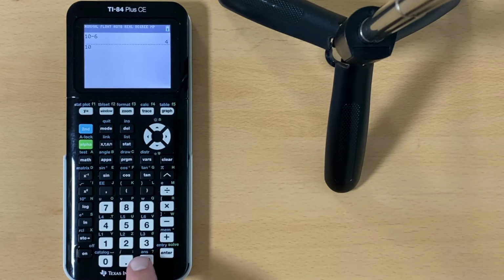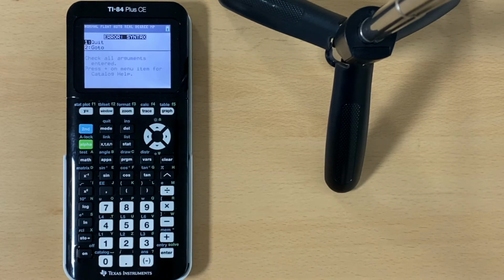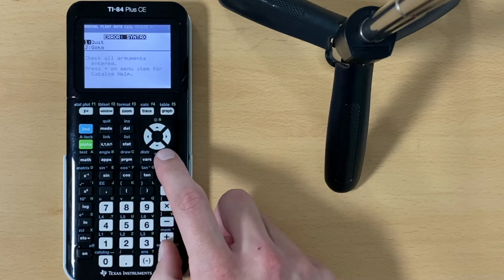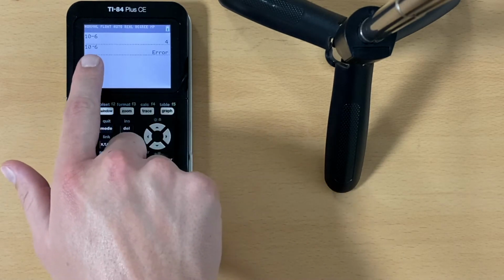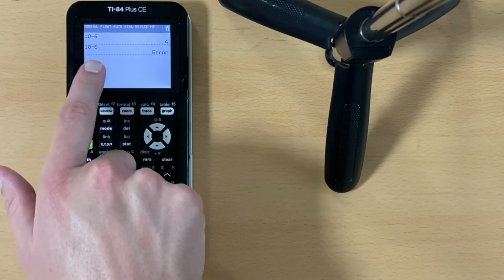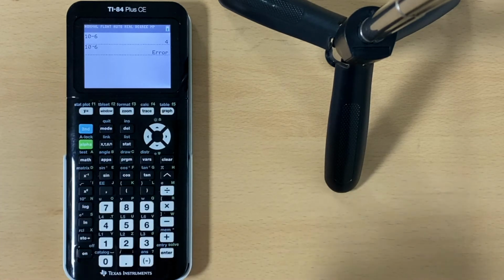Okay, if we do 10, we use the negative key, and we type in 6, notice it gives us an error. Syntax, check all arguments entered. All right, so something is wrong. We have hit the wrong key. Okay, so notice the difference there. The subtraction bar is a little bit longer. The negative key is meant to be next to the 6, so it's negative 6.